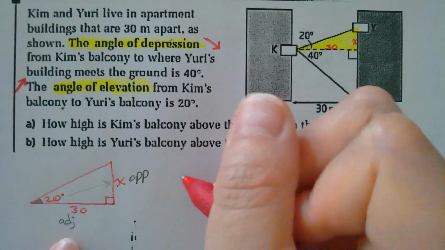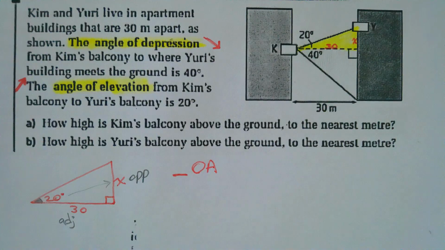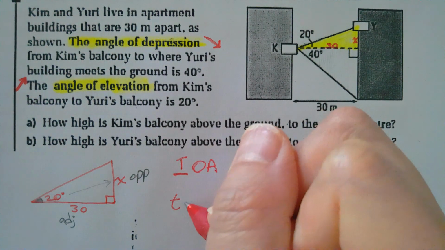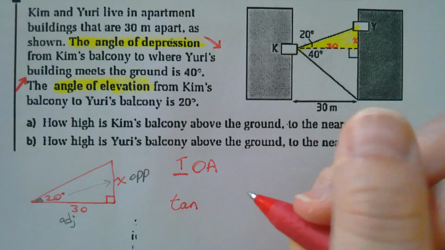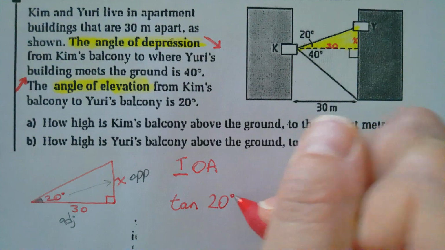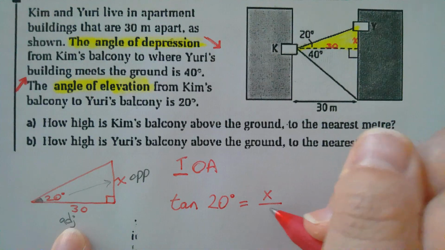Okay, so Elisa, O and A. Which one has? Is it S? Is it C? Or is it T? SOH CAH TOA. T. Good. TOA. All right. So tangent. Alexia, do we know the angle? 20 equals opposite over adjacent.